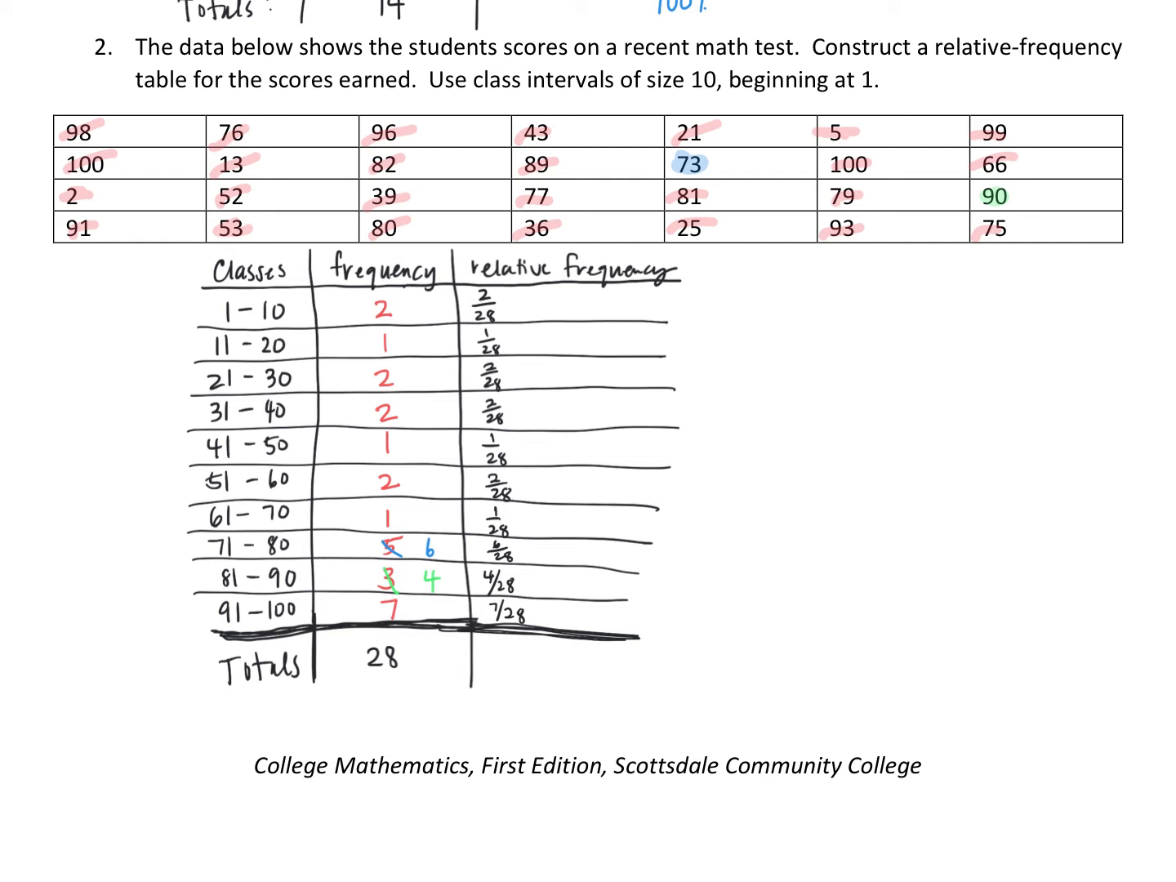So for 2 over 28, I got 7.1%. I'm going to put this in red again as well. So everywhere I see a 2 over 28, I'm going to be able to put 7.1%. Okay, I have a bunch of 1 over 28s, so let's see what I get for that. That's going to be 3.6%.